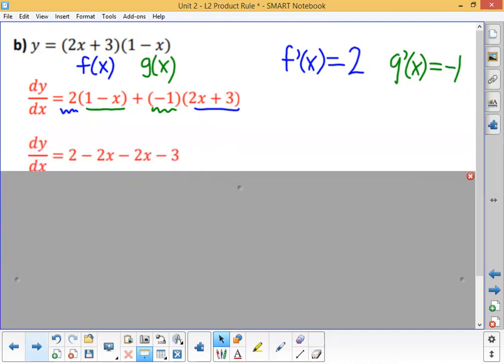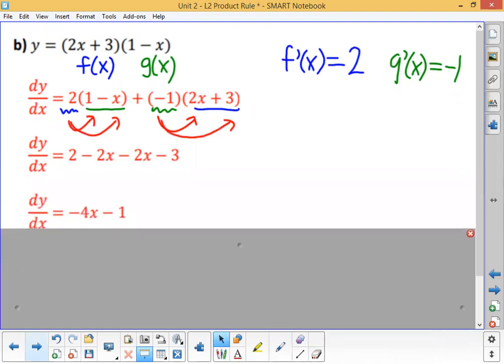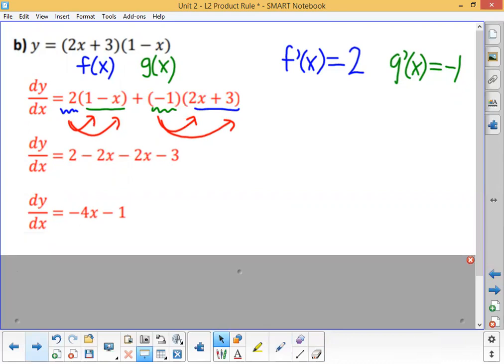2 times 1 is 2. 2 times negative x is negative 2x. Negative 1 times 2x, negative 1 times positive 3. Then it becomes just combining like terms. Notice the original function was y is equal to, so the derivative is dy over dx. And that's it. So, algebra. If you're strong in algebra skills, you're often strong with derivatives.